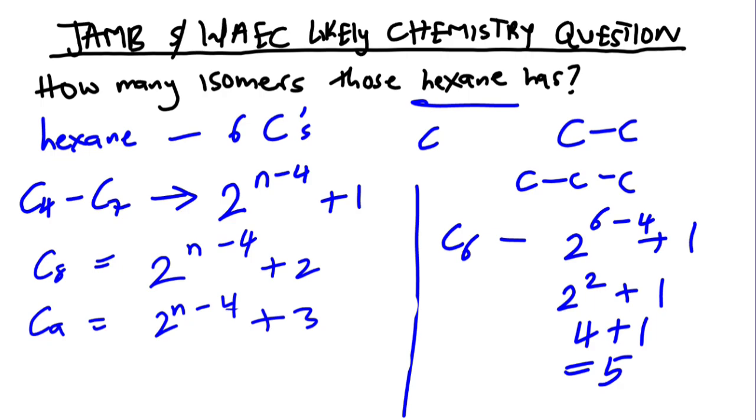What if you have a carbon greater than 9? Then your formula will be 2 raised to power n minus 4 plus 1 plus n. Note, this n here is the number of carbon you are dealing with. Probably you are dealing with 10 carbon, so that's going to be 2 raised to power 10 minus 4 plus 1 plus 10.